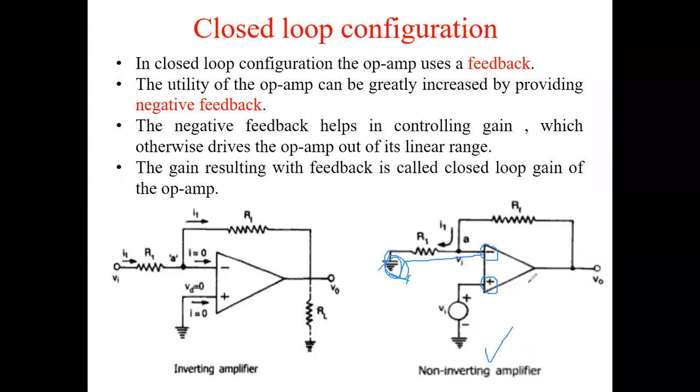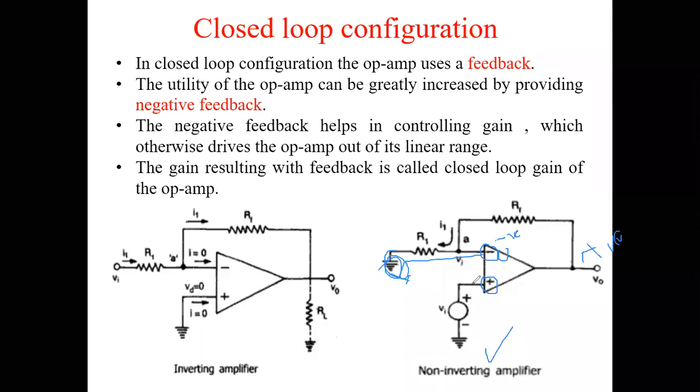And here also, the output will have a positive phase, and we are giving this positive phase to the negative terminal of the op amp, in which the op amp converts the positive phase to the negative phase inside, and therefore it becomes a negative feedback. So in both the cases it uses a negative feedback.